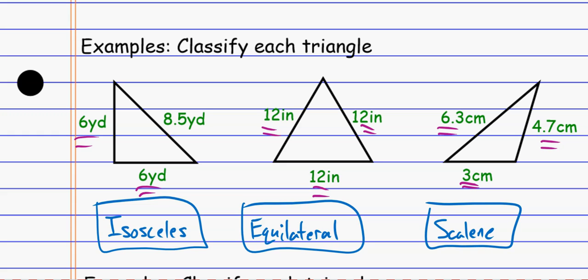So if all the sides are the same, it's equilateral. If two of the sides are the same, it's isosceles, and if none of the sides are the same, well, then it's scalene.